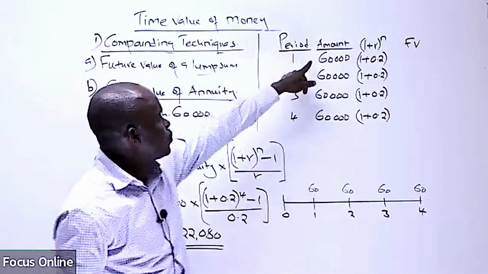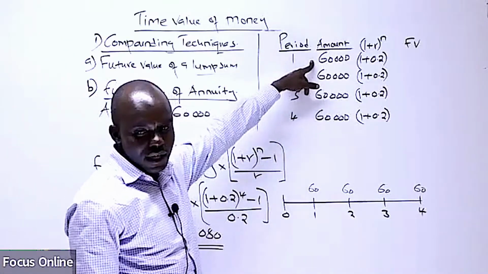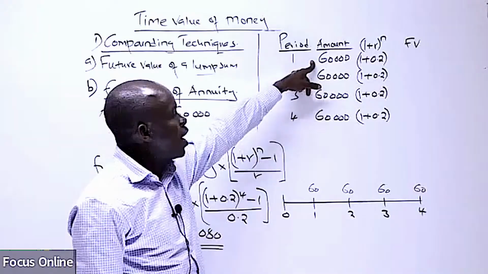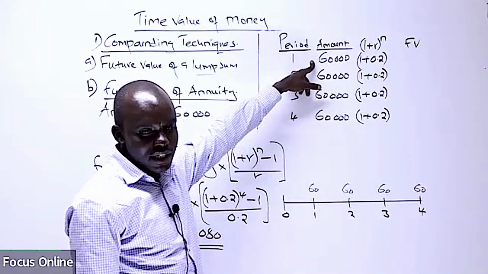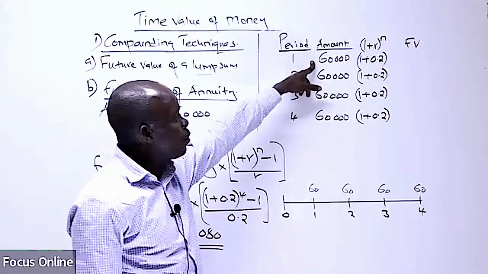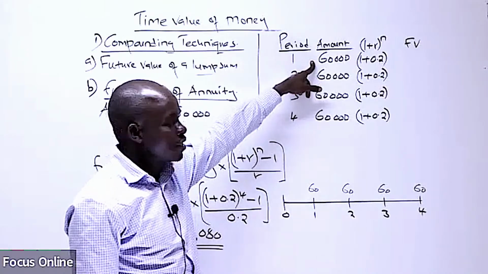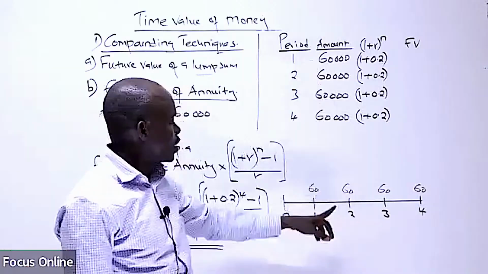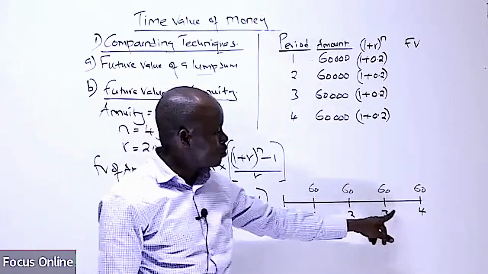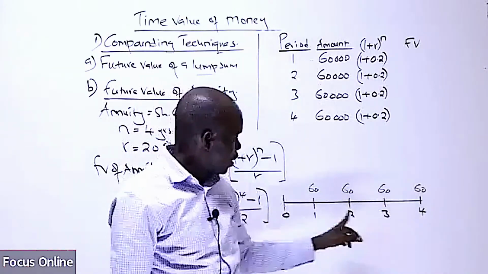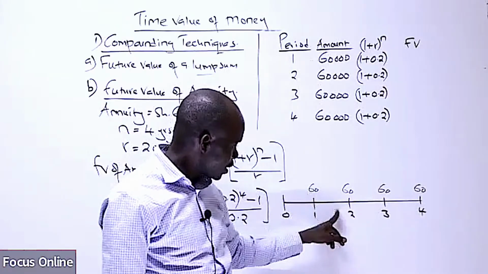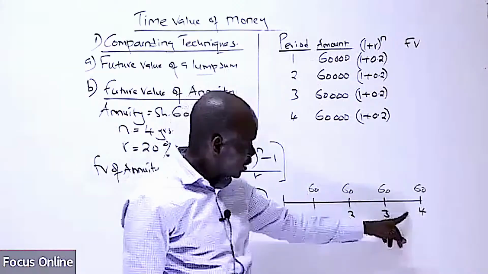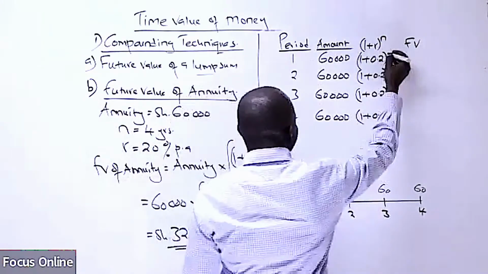The 60 that you invested at the end of year 1, how many times will it have earned interest at the end of year 4? It is here, 1, 2, 3. We have invested 60 here, so it will earn a return here, a return here, and a return here. So you say power 3.